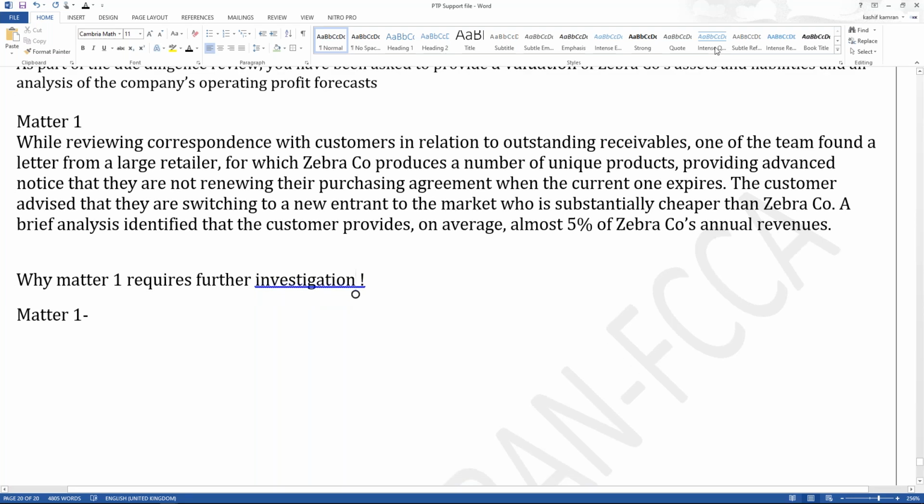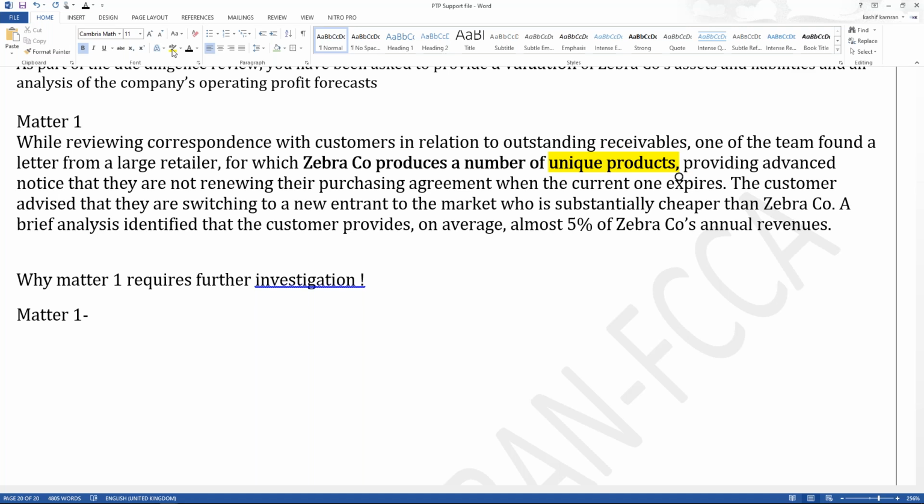Okay, now concentrate. While reviewing correspondence with the customer in relation to the outstanding receivables, one of the team found a letter from a large retailer for which Zebra company produces a number of unique products. So Zebra produces a number of unique products for this particular customer. Can you see this word, unique products? So for this particular customer, you are making unique products, providing advanced notice that they're not renewing their purchasing agreement when the current one expires.